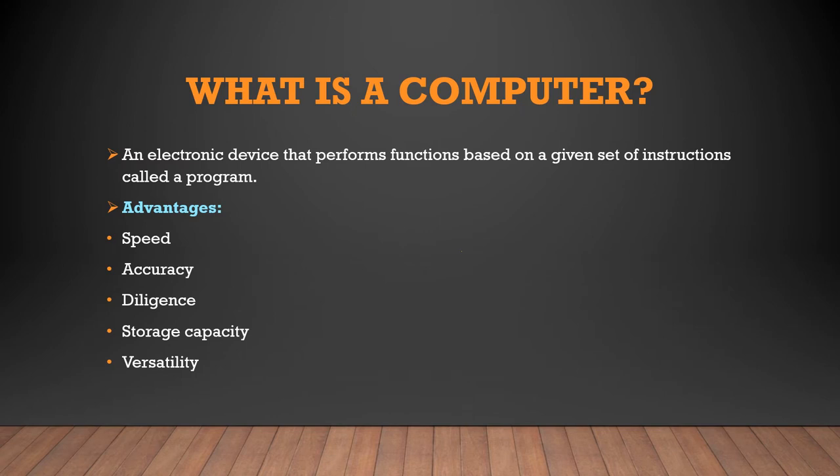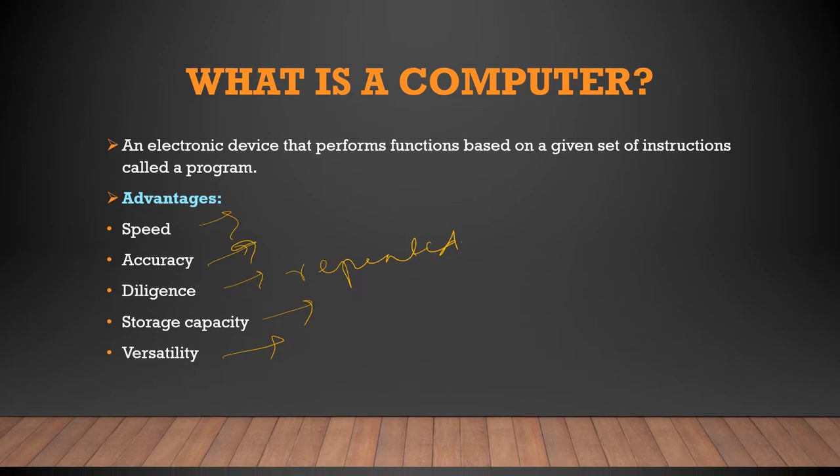So what are the advantages of a computer? First is the speed, that is, it can perform a set of instructions in a fraction of a second. Next is the accuracy. With the same speed, it gives accurate data if we give accurate input. Then diligence, that is, with the same speed and accuracy, it is able to perform repetitive tasks without getting tired. Next, it can store a large amount of information, and versatility, that means it can perform different tasks efficiently. So these are the advantages of a computer.